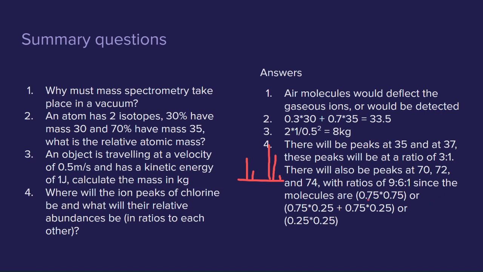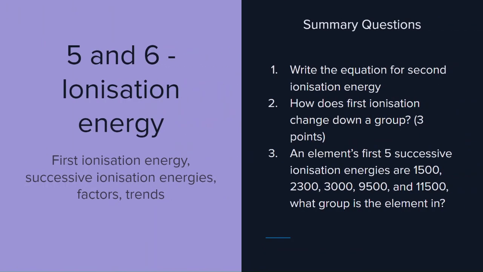The possible molecules are both with 0.75 times 0.75, because that's the probability of getting two 35s, or with 0.75 times 0.25 plus 0.75 times 0.25, because that's the probability of a 35 and a 37, or 0.25 times 0.25, because that's the probability of two 37s. That's how you get that ratio.